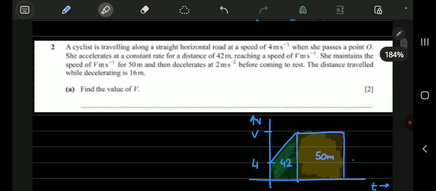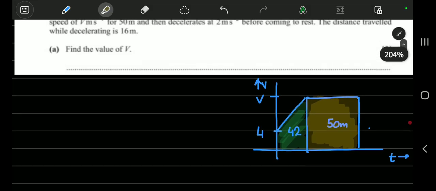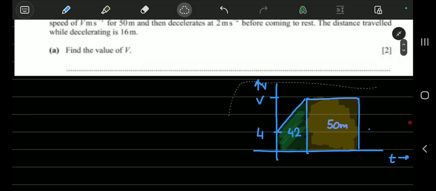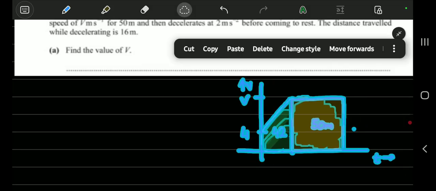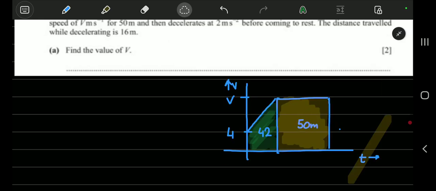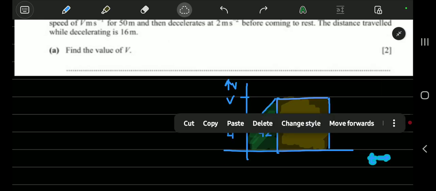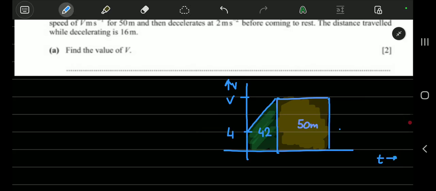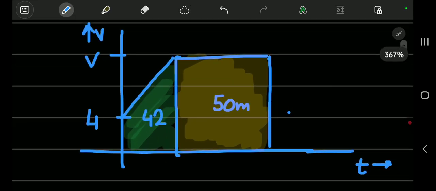Okay, and then she decelerates at 2 meters per second squared before coming to rest. So now there is a deceleration. Continuous deceleration until it comes to rest. So this is how it will be.